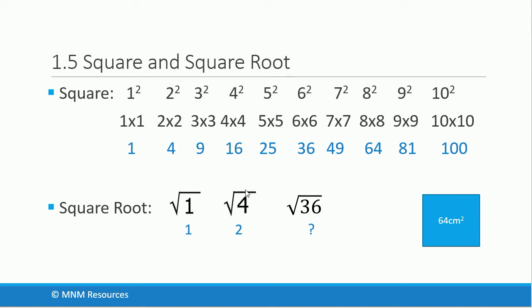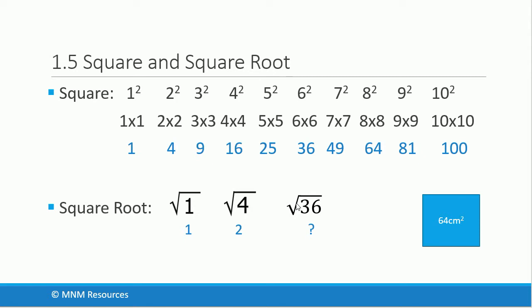What is the square root of 4? What number did you multiply twice to get 4? And that number is 2. You know that you multiplied 2 by 2 to get your square of 4. So you know that the square root is 2. What is the square root of 36? Or what number did you multiply twice its value to give you 36?